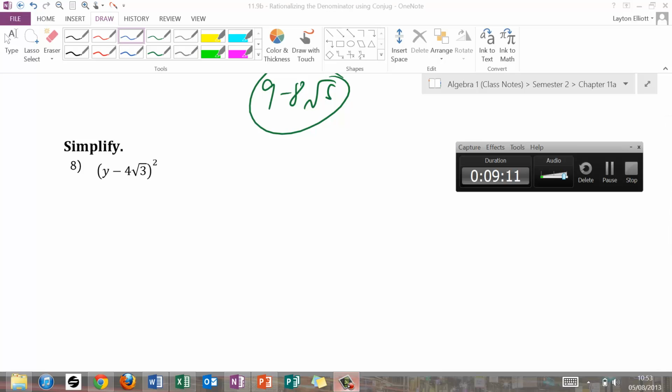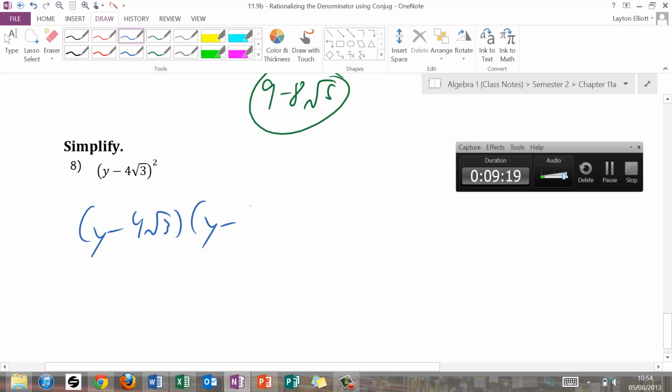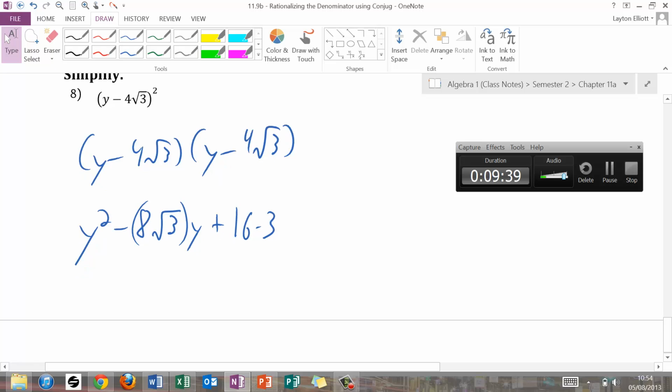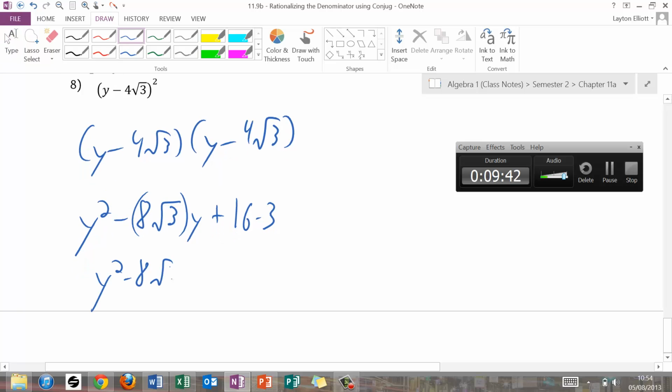Okay, this is awkward. Squaring this, we get y minus 4 radical 3 times y minus 4 radical 3. Most of you should be able to do this without writing it out by now, but if you can, that's okay. Y squared minus 2 times 4 radical 3 times y would be 8 radical 3 y. And I would prefer putting this in parentheses as a coefficient of y rather than writing the y first, because it looks better. Then plus, this would be 16 times 3. So we have y squared minus 8 radical 3 y plus 16 times 3 is 48. And now we're done.